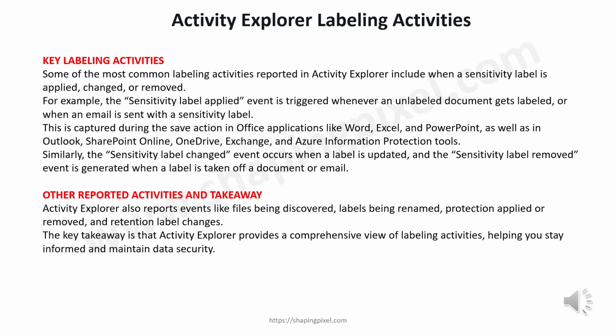Similarly, the sensitivity label changed event occurs when a label is updated, and the sensitivity label removed event is generated when a label is taken off a document or email. Activity Explorer also reports events like files being discovered, labels being renamed, protection applied or removed, and retention label changes. The key takeaway is that Activity Explorer provides a comprehensive view of labeling activities, helping you stay informed and maintain data security.